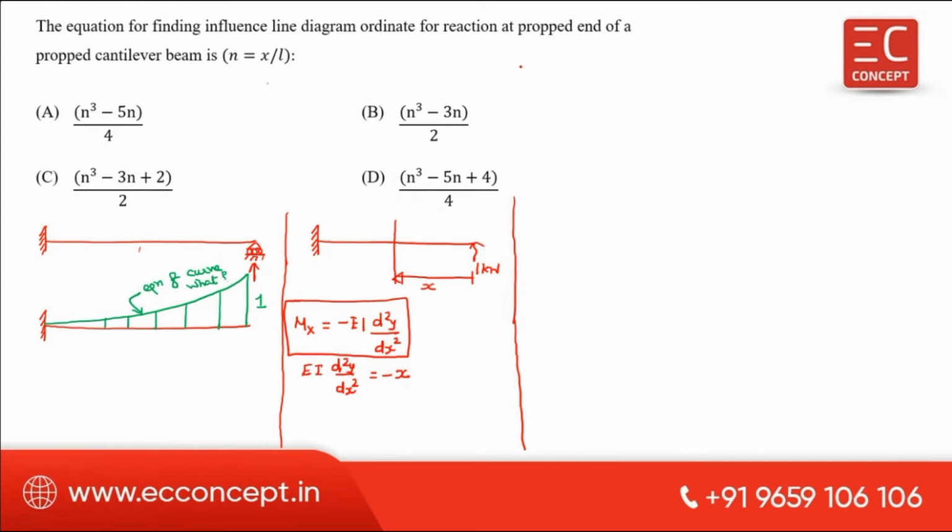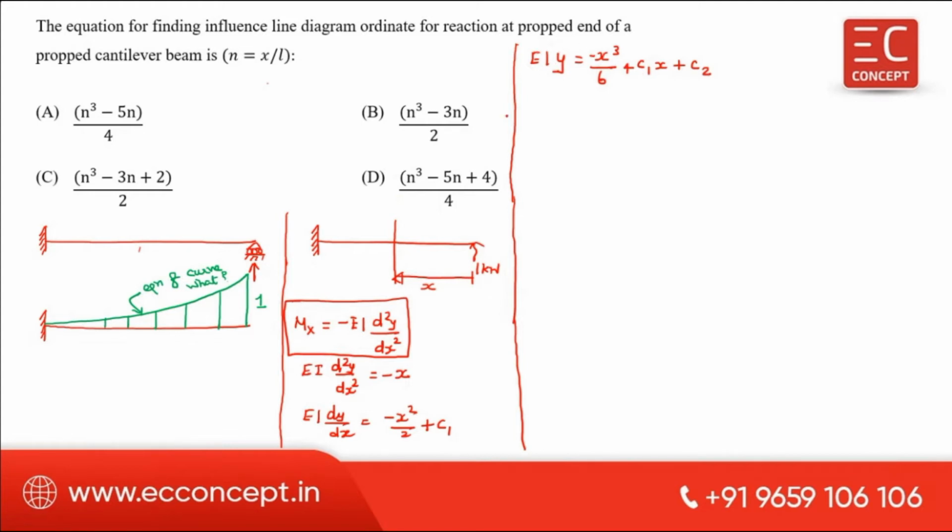Now you have to integrate this with respect to x. Therefore, you will get the slope, EI into dy by dx, which is equal to minus x square divided by 2 plus constant of integration. Again, you have to integrate it. EI into y is equal to minus x cube divided by 6 plus C1 x plus C2. So this is the answer.